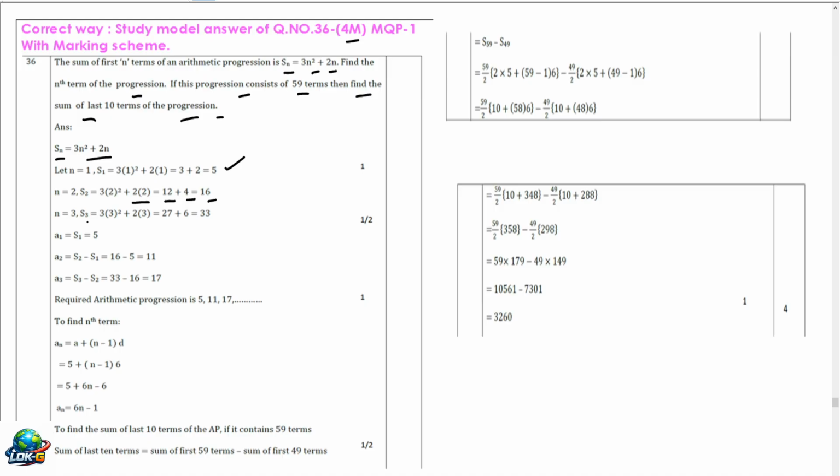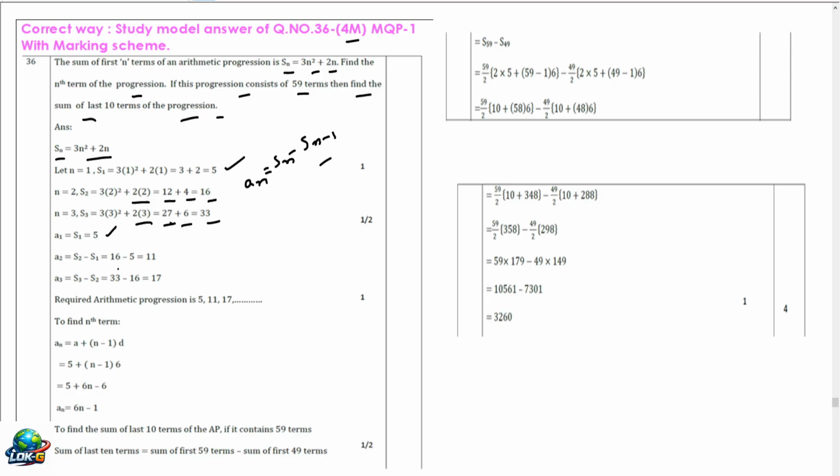n is equal to 3. S3 is equal to 3 square, 9. 9 3s are 27, 27. 3 2s are 6. 33. You know that an is given by Sn minus Sn minus 1. Remember this formula we are using here. a1 is equal to S1. No problem here because there is no term behind it. First term will be 5.